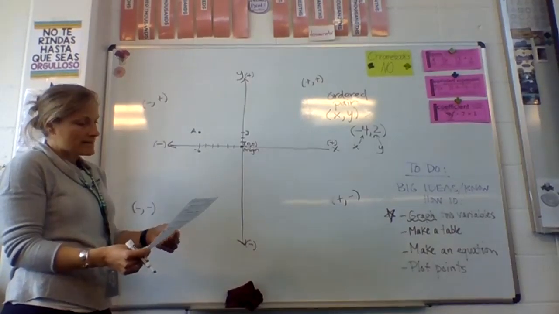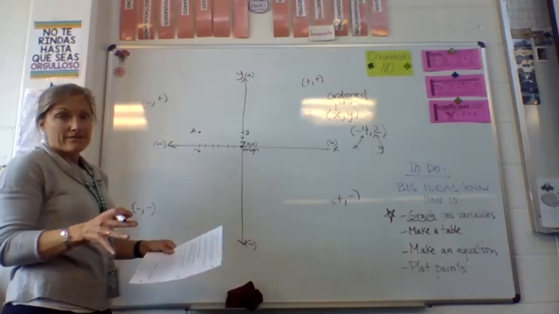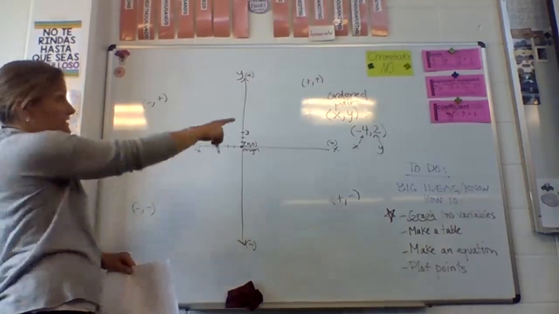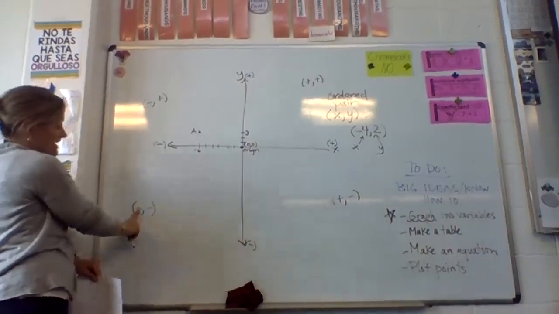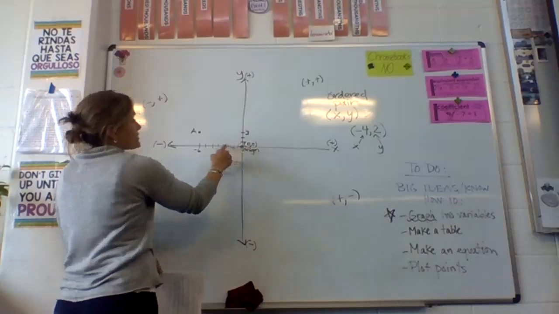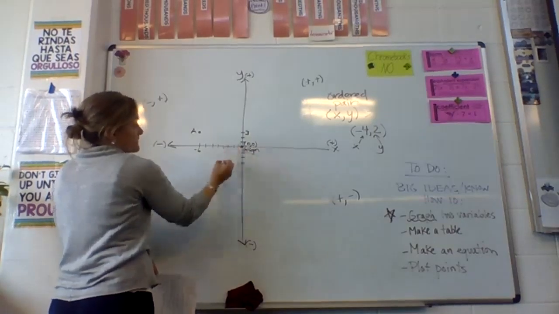And let's see. B is -3, -3. So we know both numbers in the ordered pair are negative, so negative, negative. So now we have 1, 2, 3, -3, and -3. So right here is going to be B.